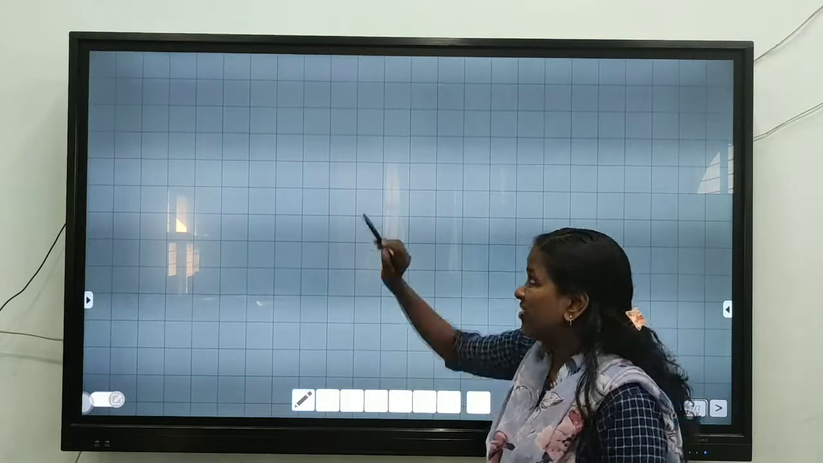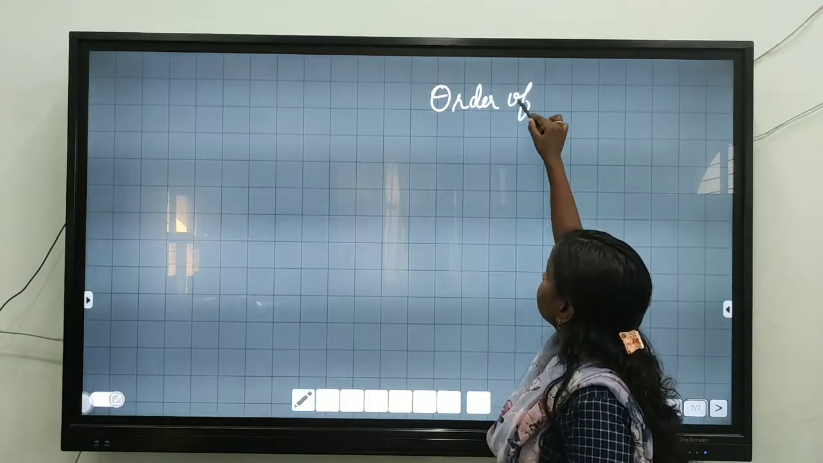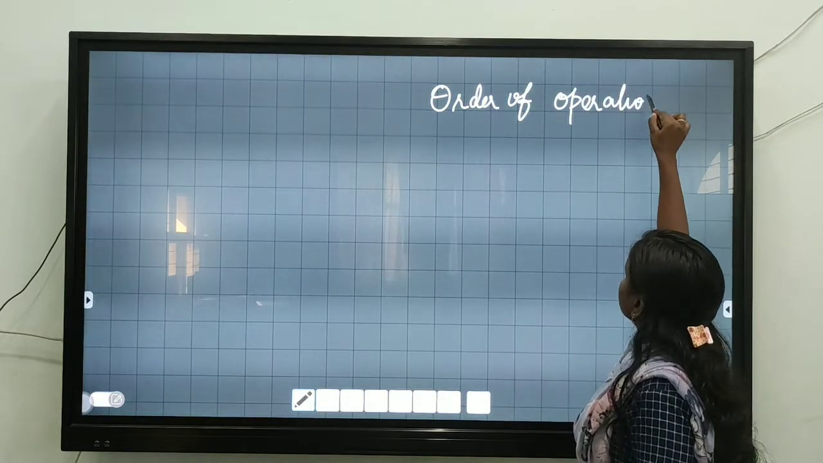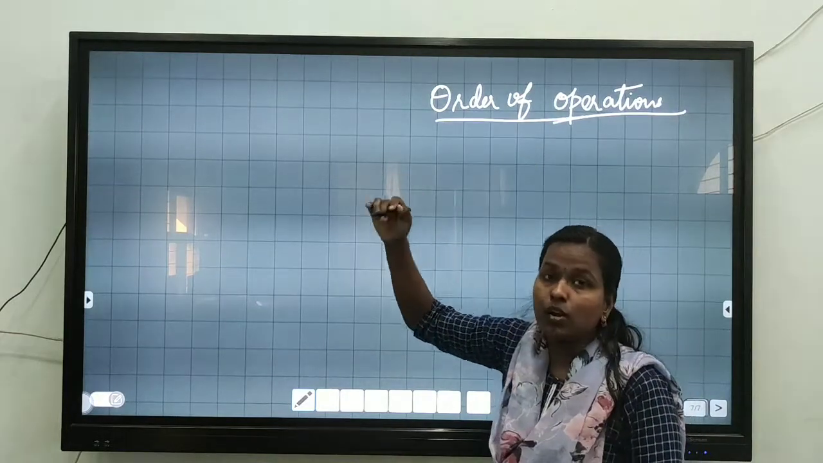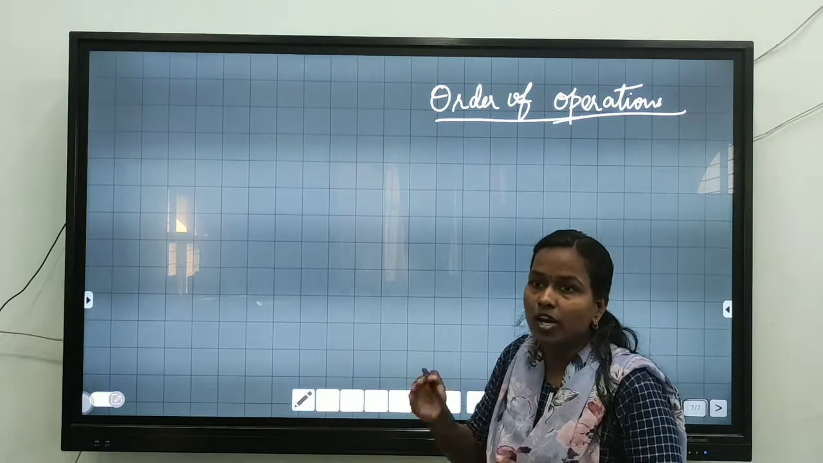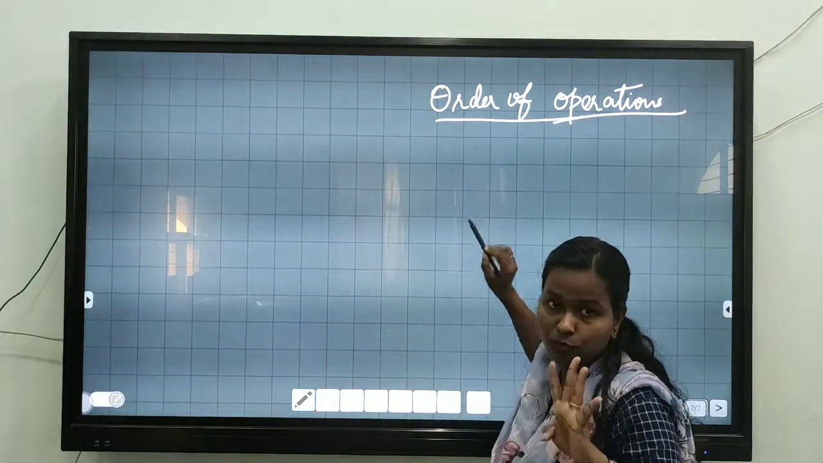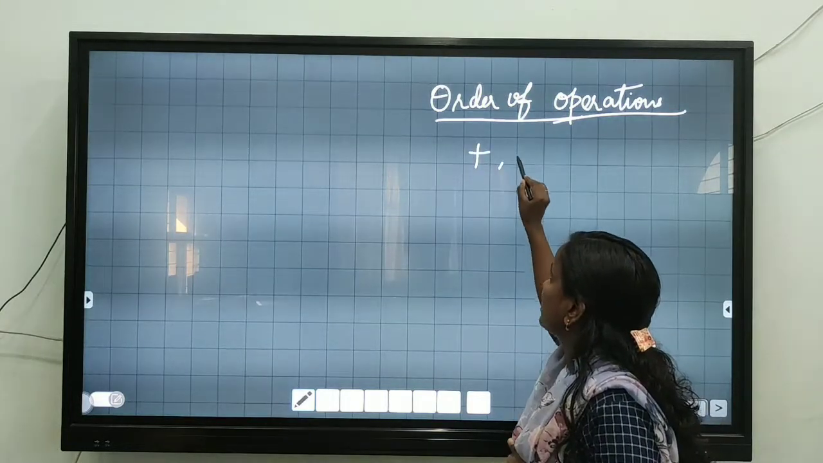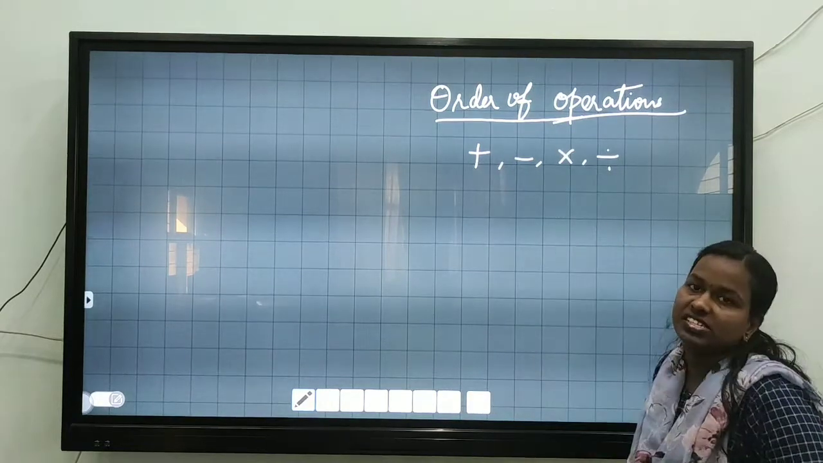See, order of operation. This is coming in 5th standard also. Order of operation means how you add or multiply or subtract the things, how you are ordering the operations. What are the operations? There are 4 basic operations in maths. That is plus, subtraction, multiplication and division.